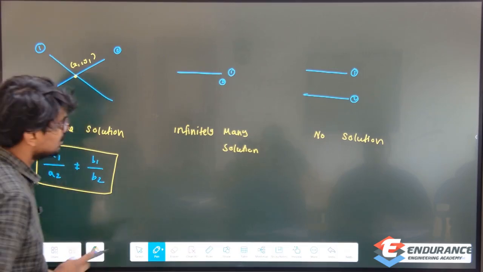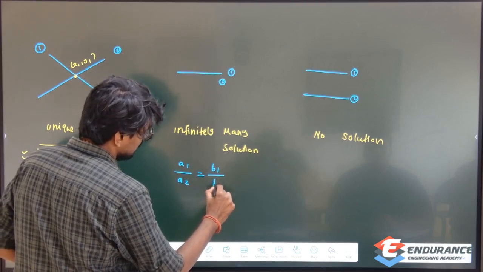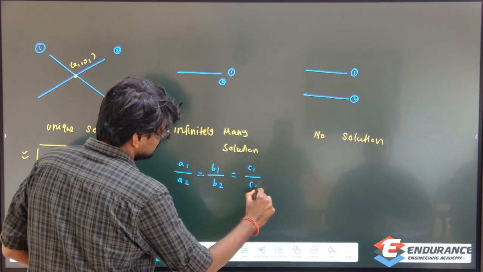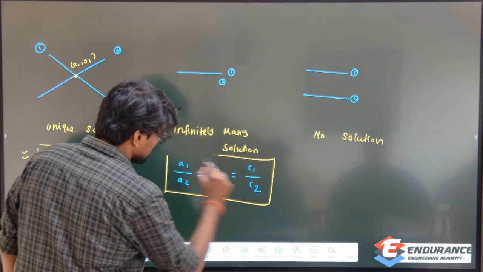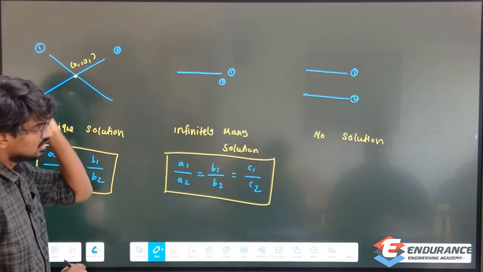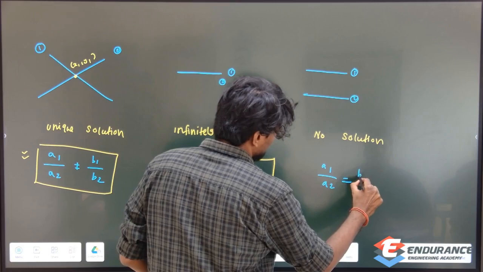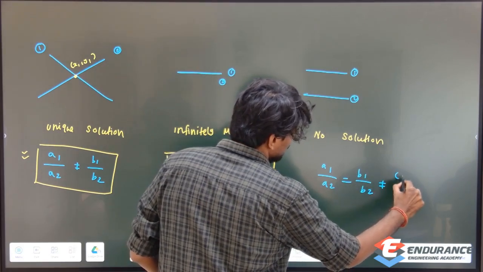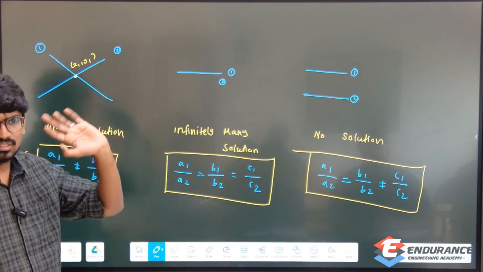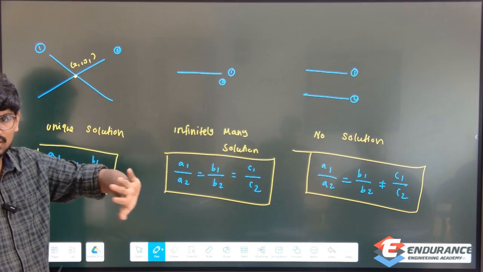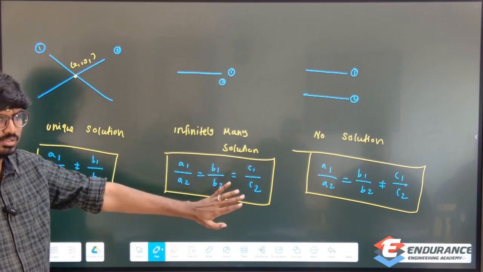Infinitely many solutions, in the sense the slope should be the same: a1 by a2 should be equal to b1 by b2, and that should be equal to the ratio of the constants also. If it is equal to the constants ratio, then there will be infinitely many solutions. And what about no solution? The slope should be the same, but it should not be equal to the ratio of the constants. These are basic algebra. That is, I have two algebraic equations, and to solve those two equations and find what type of solution they have, we can use these three methods.